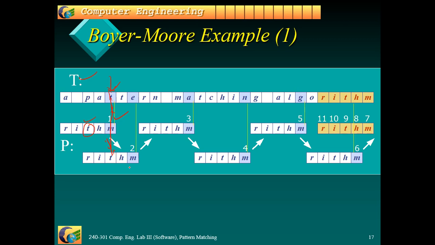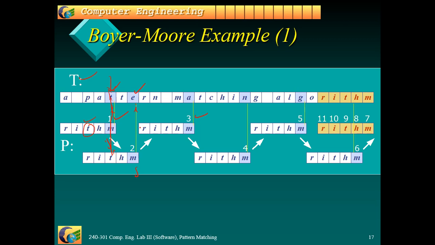Once you align this T, your J is somewhere here, and the corresponding position in the text is I here. Again, you start comparing T of I with P of J. There is a mismatch. The character at which you got the mismatch is E. Do you have this E in the pattern? No, you don't have it at all. If you don't have that, then you come under case 3. So in case 3, what do you do?